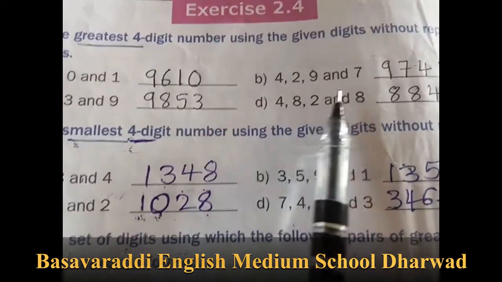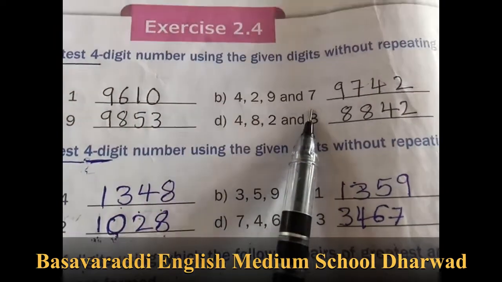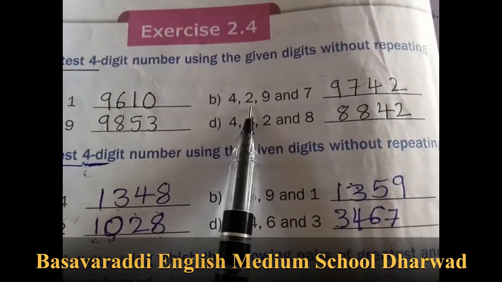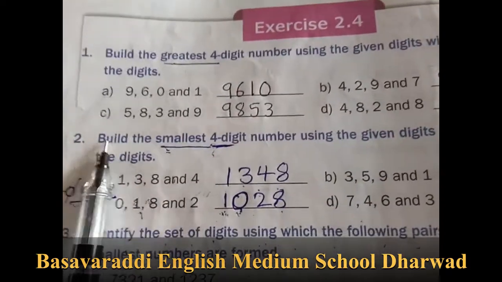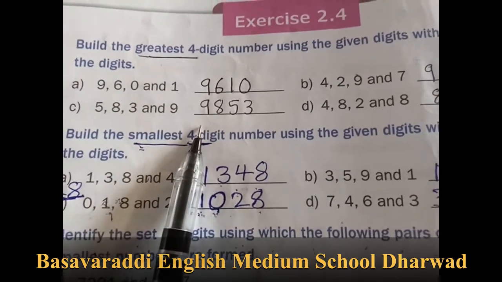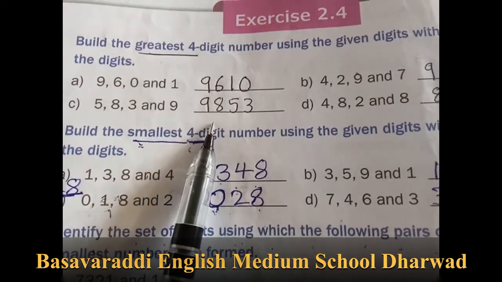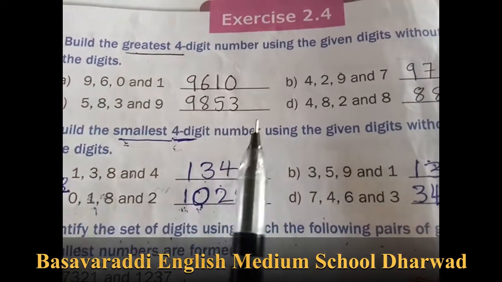B: 1, 4, 2, 9 and 7. So 9 is biggest and afterward a little bit smaller: 7, 4 and 2. So 9742. C: 1, 5, 8, 3 and 9. So 9 is greater, afterwards a little bit smaller: 8 and 5 and 3. 9853.